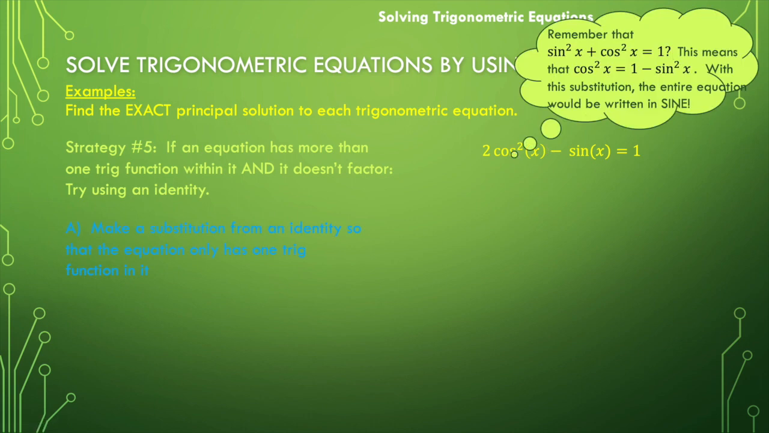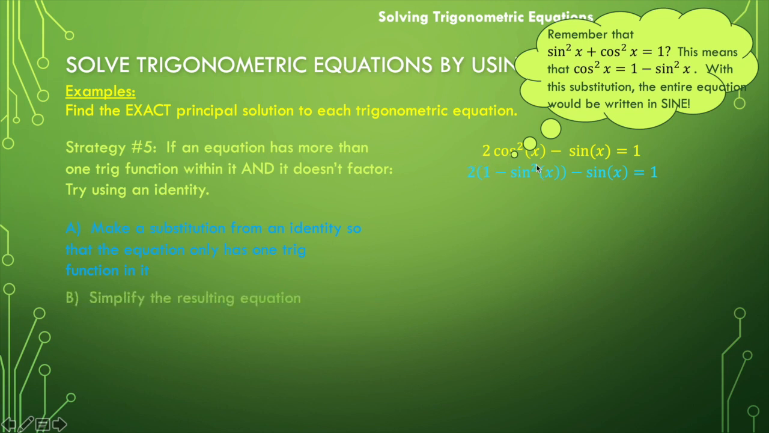Same idea. Sine squared of x plus cosine squared of x is equal to 1. That means if I move this sine squared of x to the right-hand side, I'd have the cosine squared of x is equal to 1 minus sine squared of x. So let's think about placing this resulting expression, 1 minus sine squared of x, in this equation where I see cosine squared of x. Looks good. Now let's simplify.